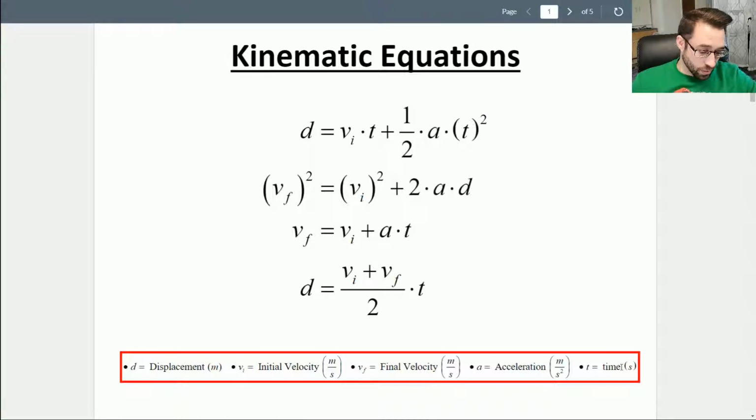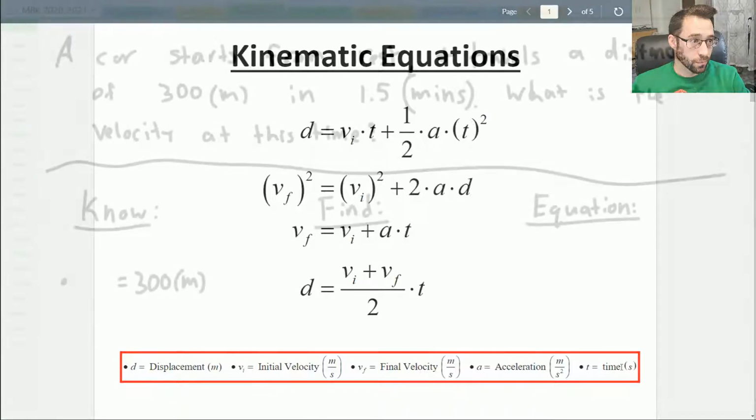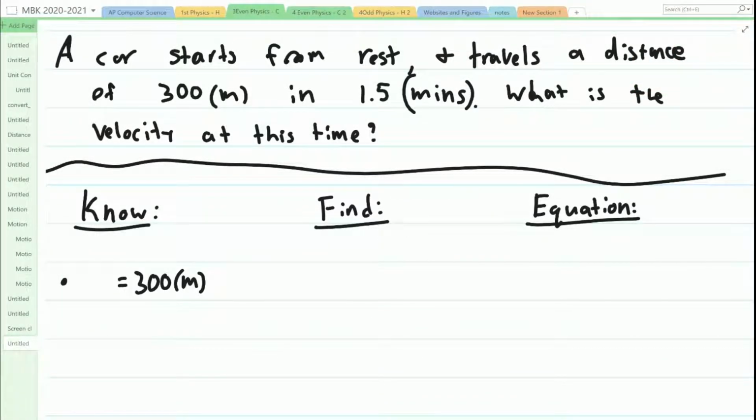So if I have 300 meters, which variable in the red box should that go with? The 300 meters, what should that be associated with? If I have 300 meters, meters is a unit of length. So we're going to have d being 300 meters, my displacement.